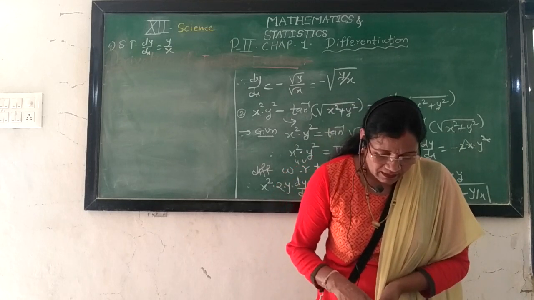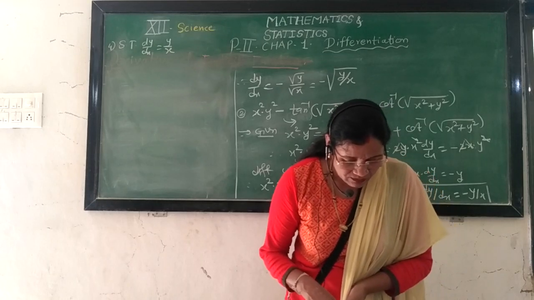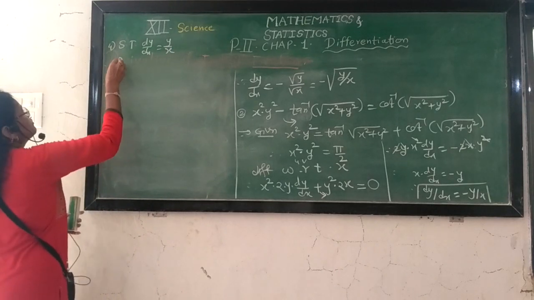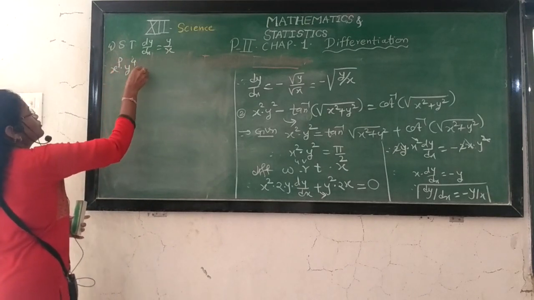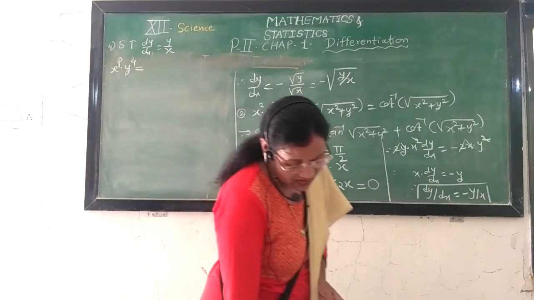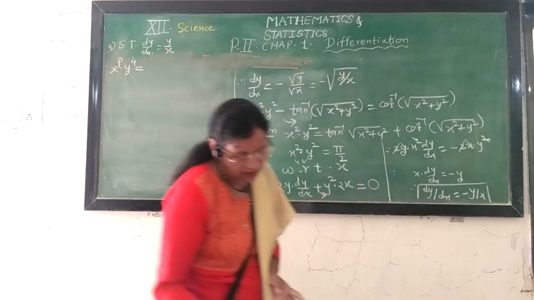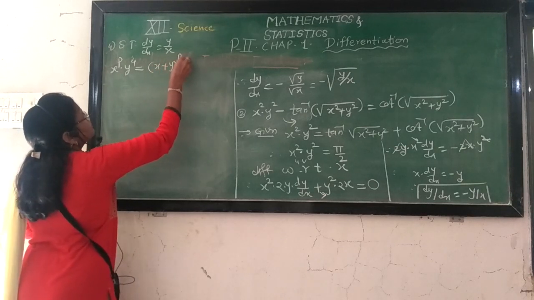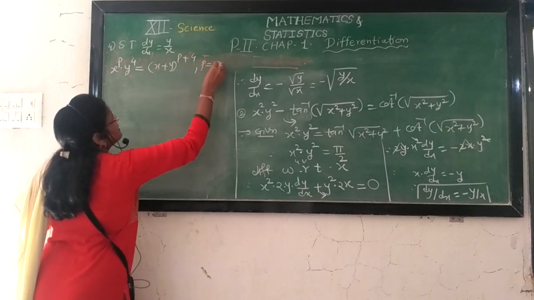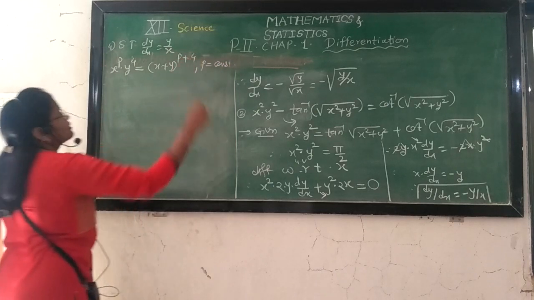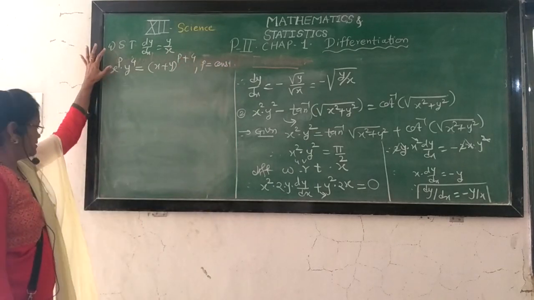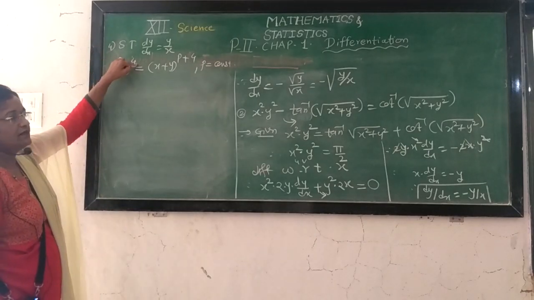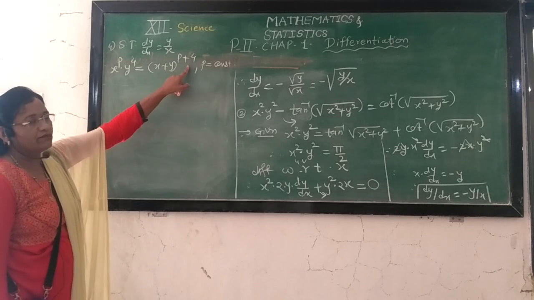First is given x raised to 12 into y raised to 5. But for this we take the example as x raised to p into y raised to 4 is equal to x plus y raised to p plus 4, where p is any constant. So this is a general example. Remember that this is of the type x raised to m into y raised to n is equal to x plus y raised to m plus n.